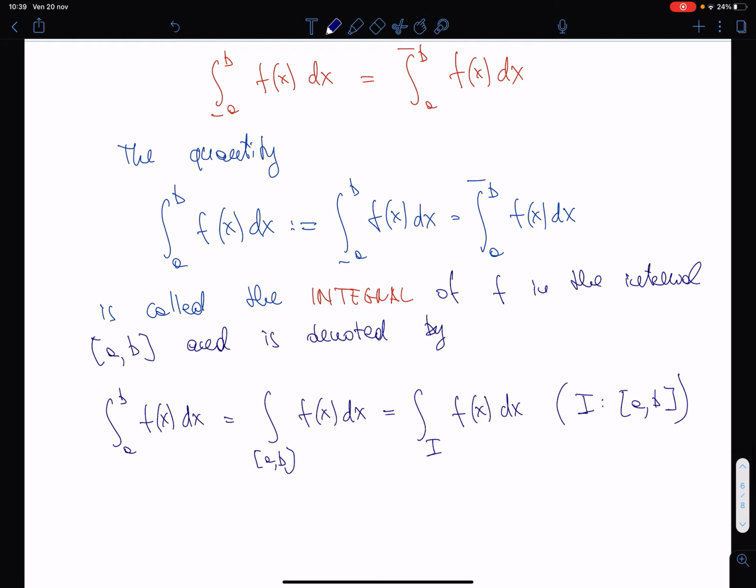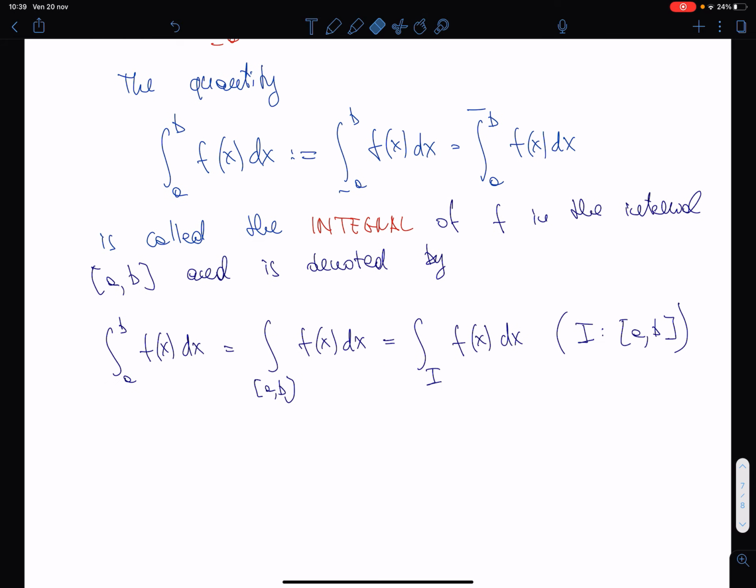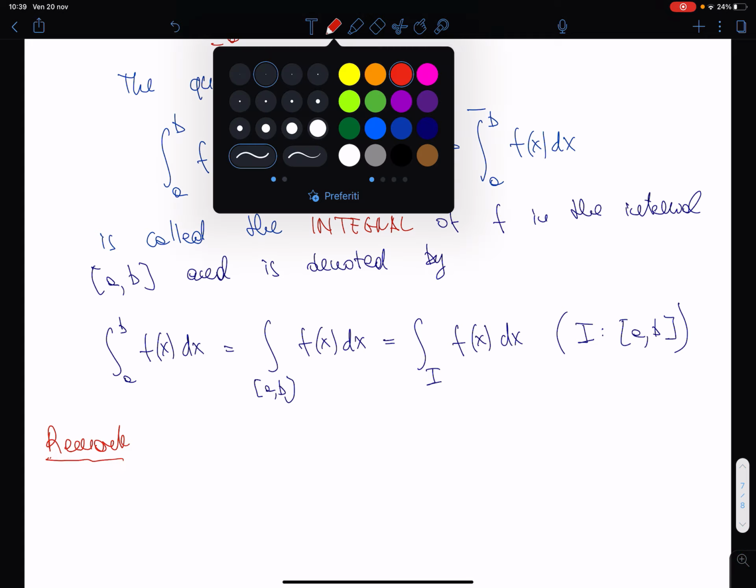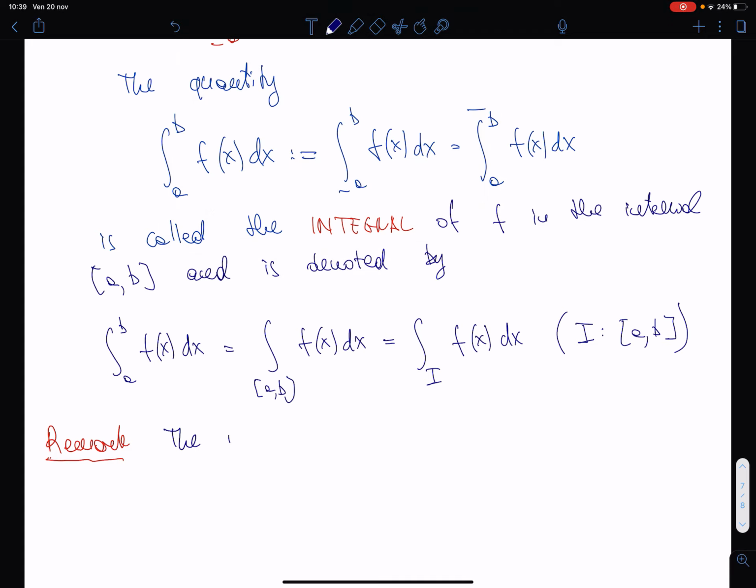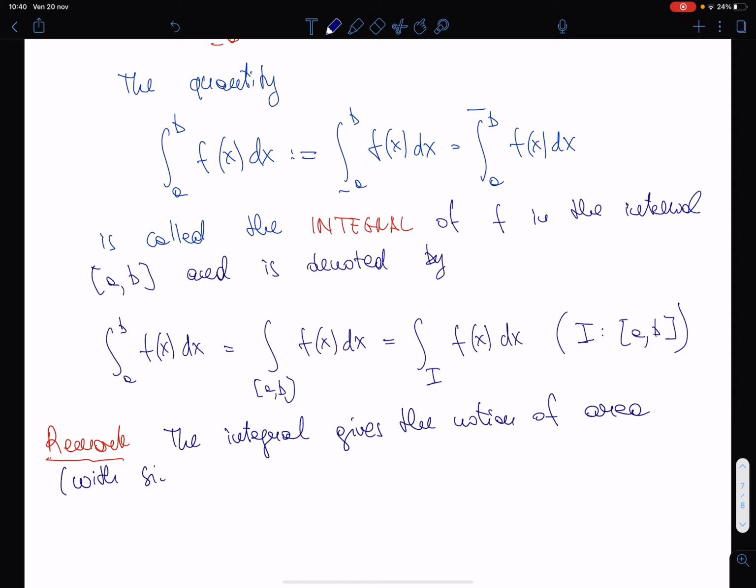And so, the remark: the integral gives the notion of area, of course with sign, of the region between the graph of the function and the x-axis.